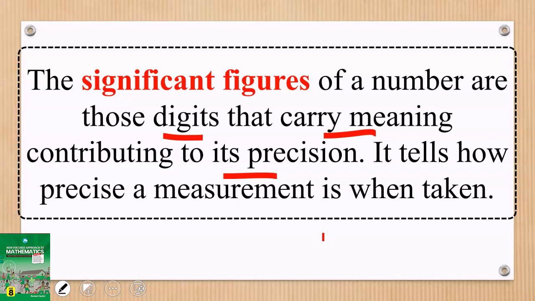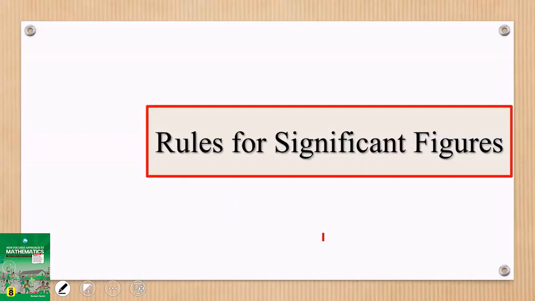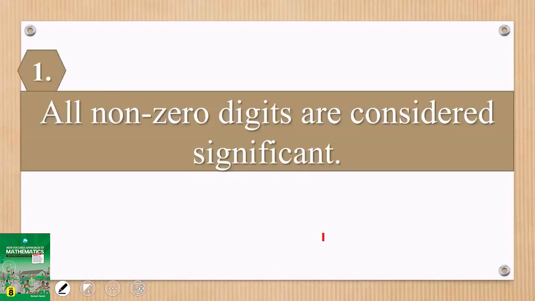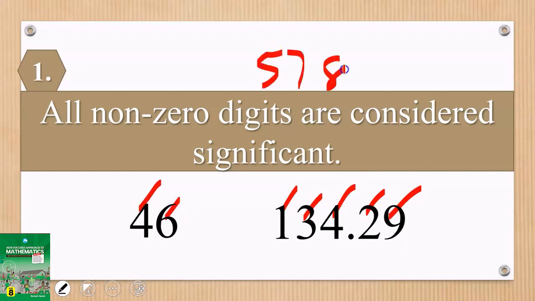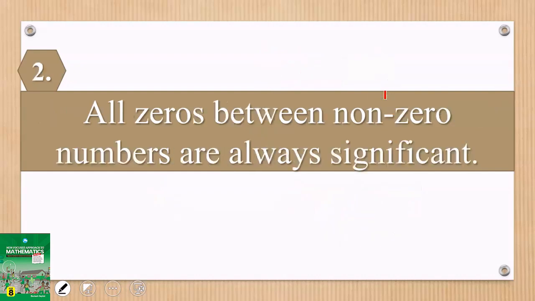So we will take a few rules that can govern us to understand how to convert a number into significant figures. Rule number 1 says that all non-zero digits are considered significant. So 46, there are two significant figures. 134.29, there are 5 significant figures here: 1, 2, 3, 4, 5. If I write 5789, there are 4 significant figures as well, right?